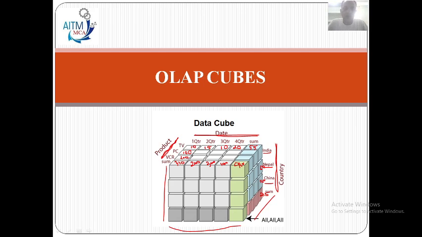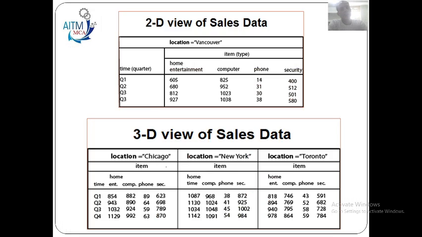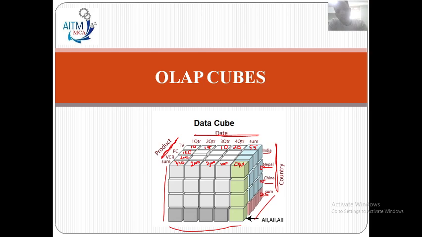Now see here, why do we need to go for data cubes? Here we stored some data in the form of a table. What is a table? A table has rows and columns. Assume this is row 1, row 2, and row 3, and this is column 1, column 2, column 3, column 4, and column 5. If you take it like this, it looks like a table.